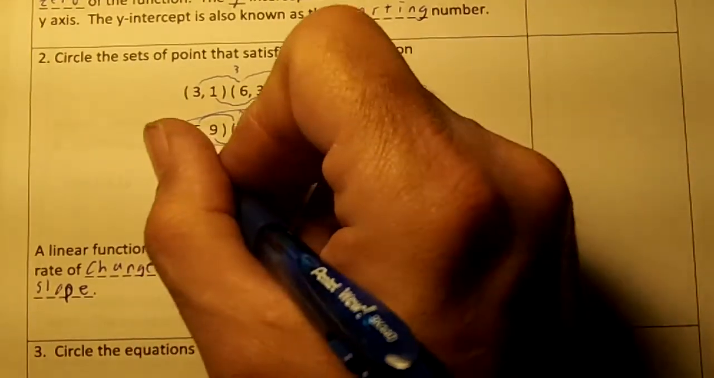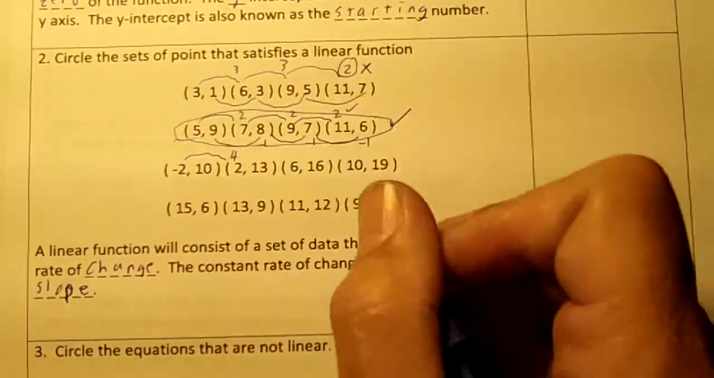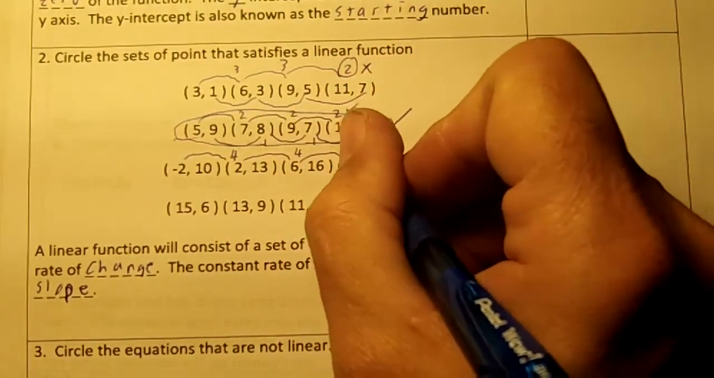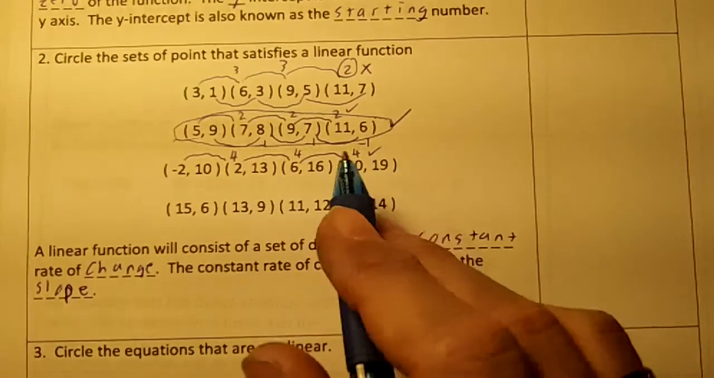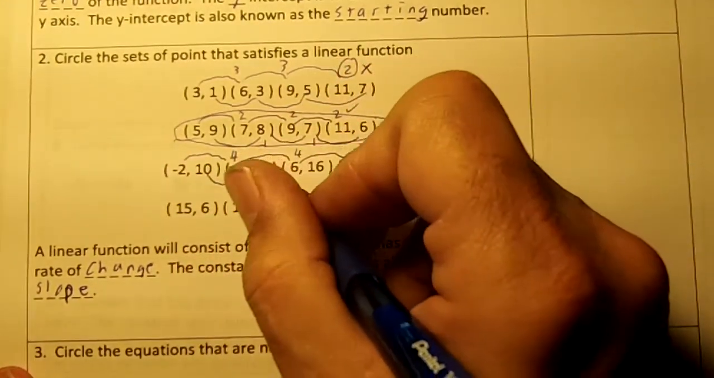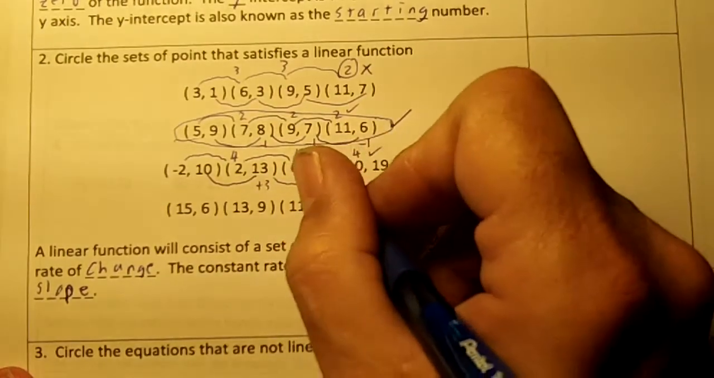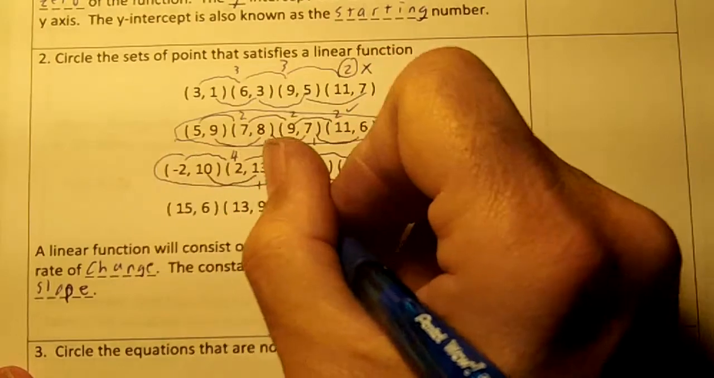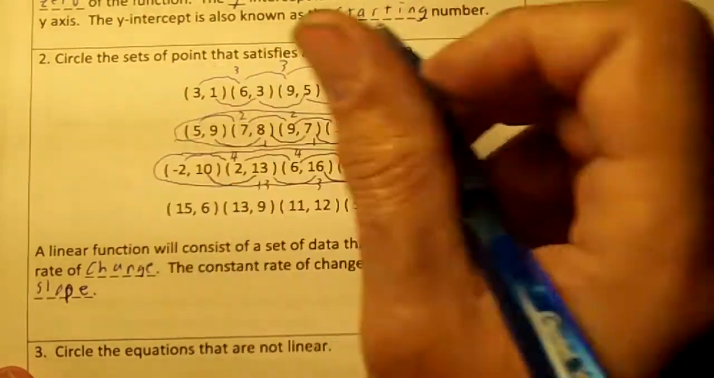Negative 2 to positive 2 is an add 4. 2 to 6, you add 4. 6 to 10, you add 4. That checks, doesn't it? We keep adding 4. Down here, 10 to 13, you add 3. 13 to 16, you add 3. And 16 to 19, you add 3. That checks too, doesn't it? So this one also has a constant rate of change.